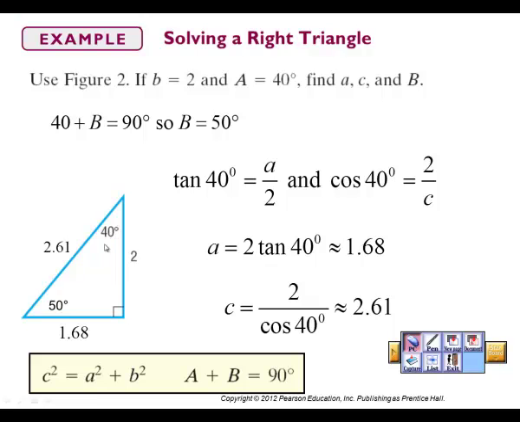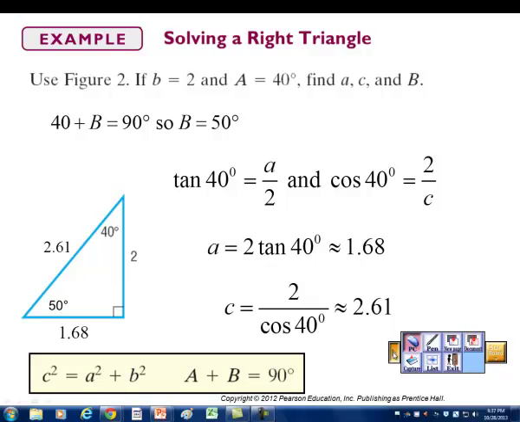Now we used 50 degrees, and we did opposite over adjacent, found side A, and then from there we used the Pythagorean theorem. So you can see that there's more than one way to solve these problems, and we still got the same answers as this slide.